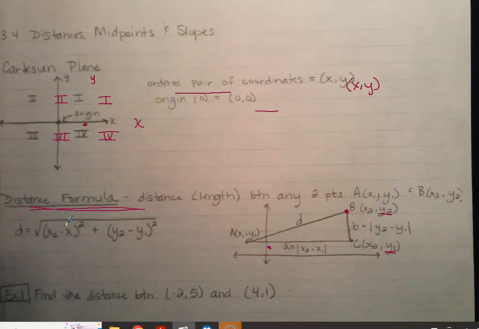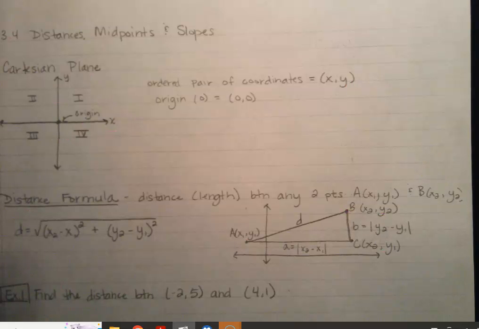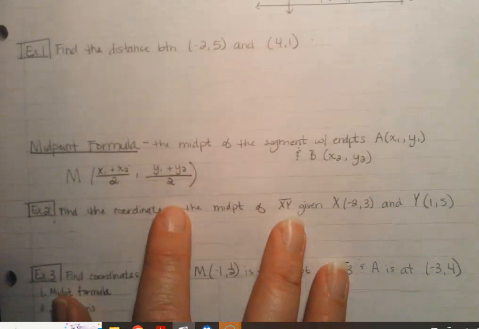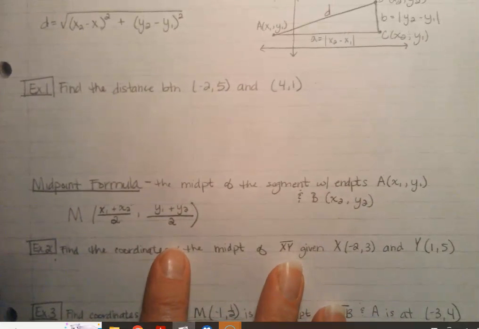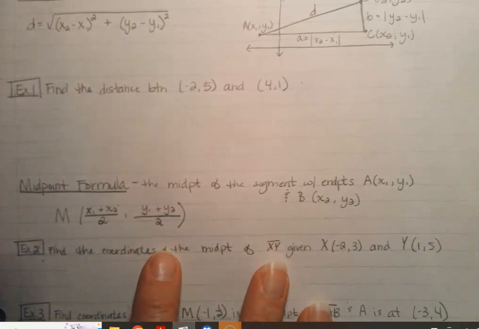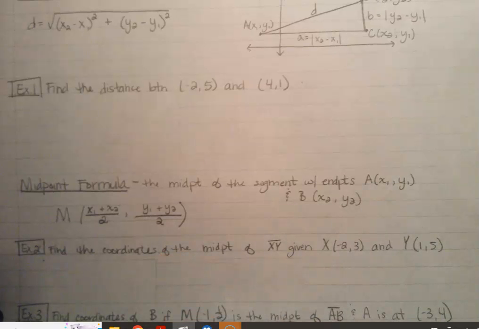So in example 1, it says to find the distance between negative 2, 5 and 4, 1. I'm going to slide that up. So we're going to use that formula, and we're just going to plug these numbers in. So since this is our first set, it's going to be our x1, y1, and 4, 1 is going to be our x2, y2 values. All right, so let's plug them in.